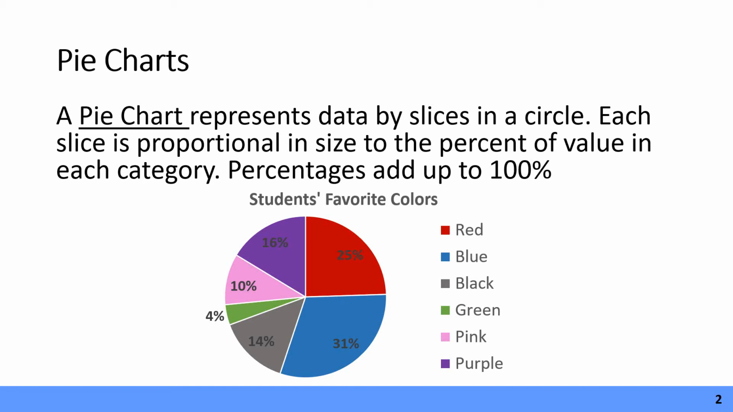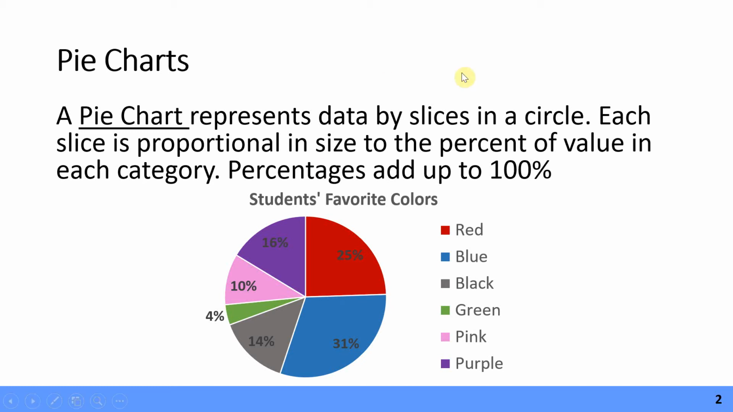So a pie chart consists of different slices that are proportional in size, and they represent values in each category out of 100%. So remember that percentages are always out of 100, and a pie chart depicts different categories. So you can have two or more categories. And just remember, they always add up to 100% because that's what percentages do. And then each slice has to be proportional.